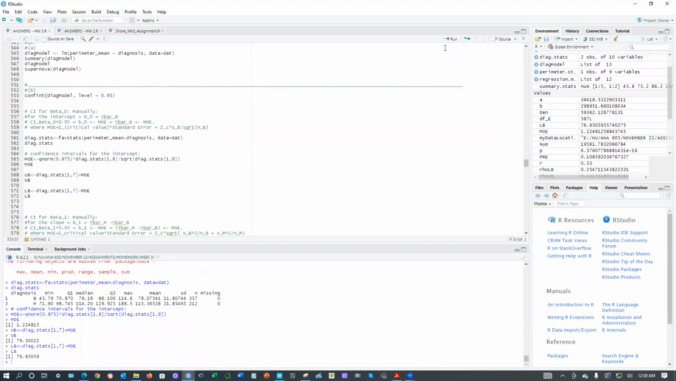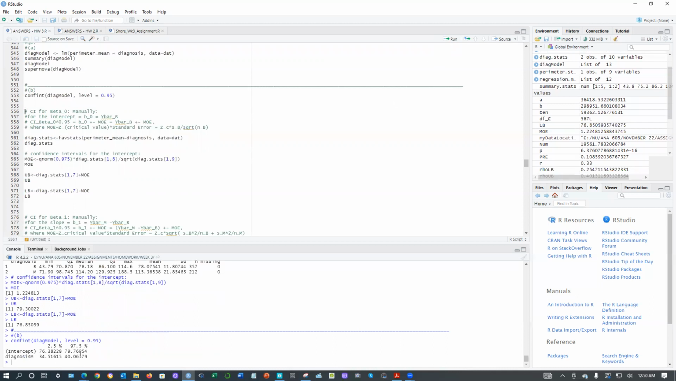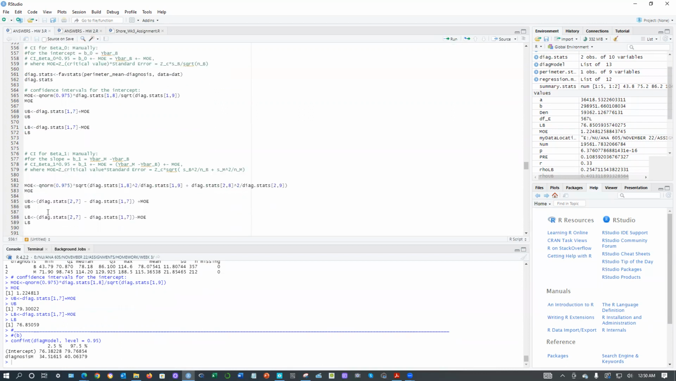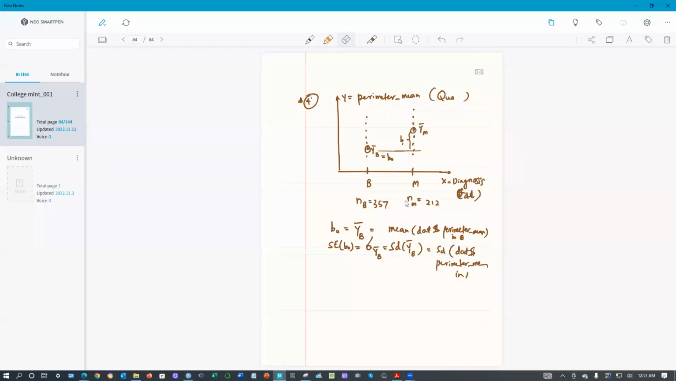Is that what we got from this one, from the hint? Yeah, see, 76 and 79 for beta naught. So the beta 1, look at the beta 1. Beta 1, see, again, then you go to, the beta 1 is the difference between those two. So in another way, see, Y bar B, standard deviation of the B group divided by the N B. See, that's what we say, like that.